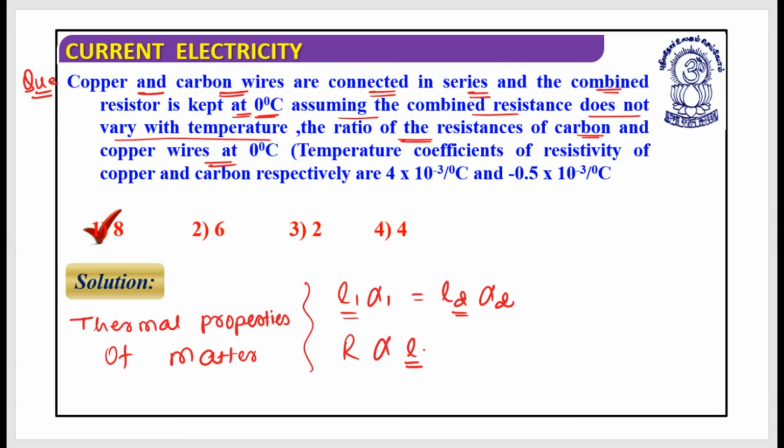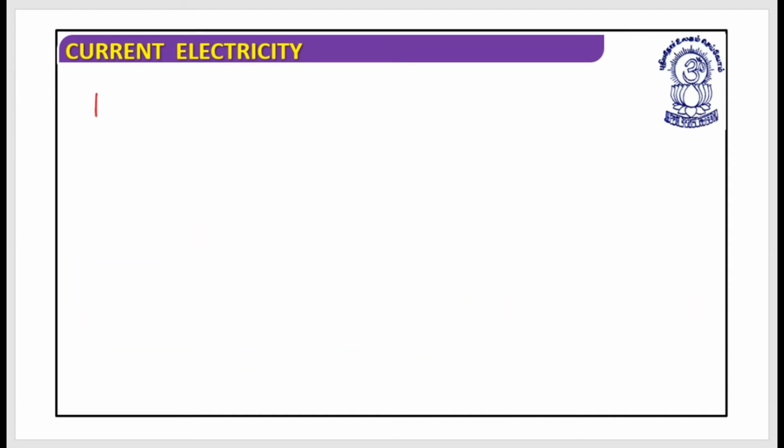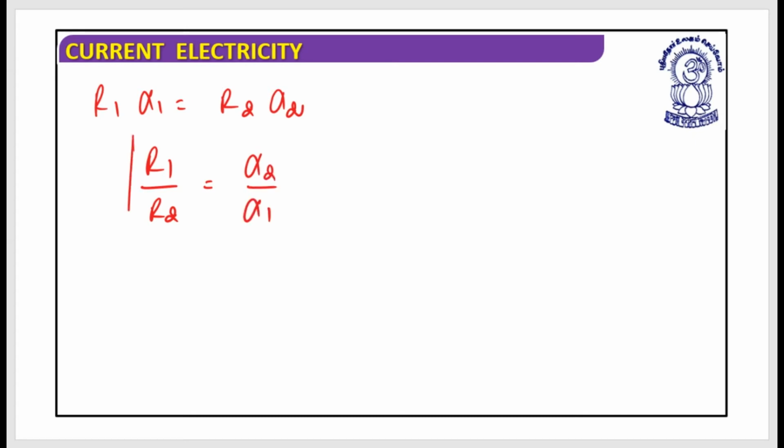So resistance is directly proportional to L, and you can have this relation: R1 alpha 1 equals R2 alpha 2. This can be written as R1 by R2 equals alpha 2 by alpha 1. So put in the values.